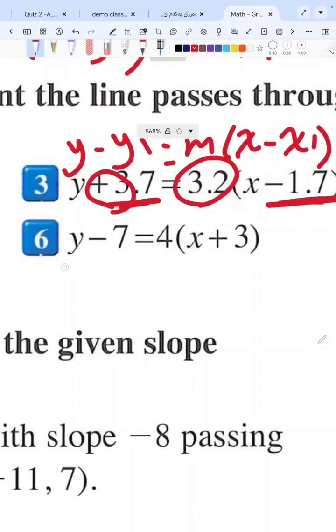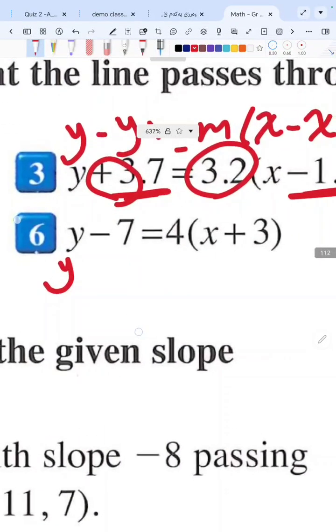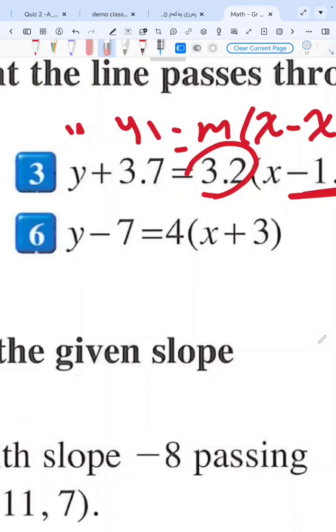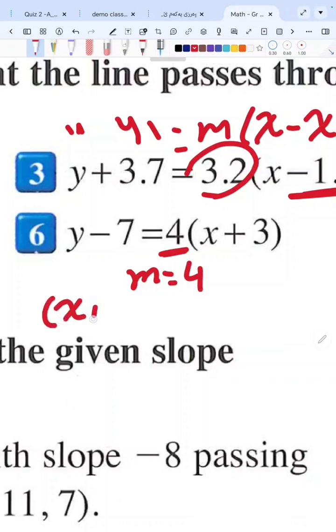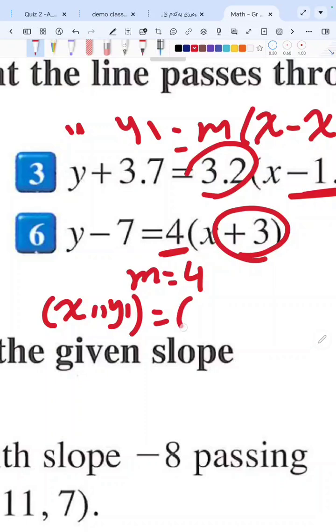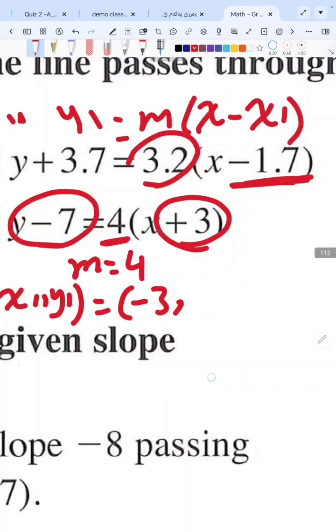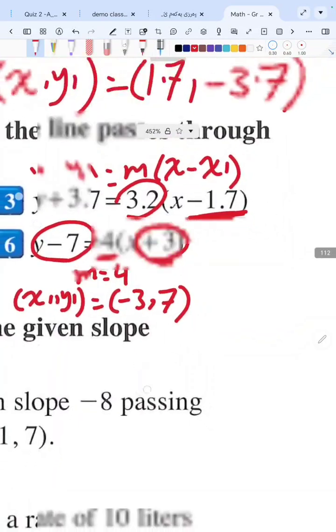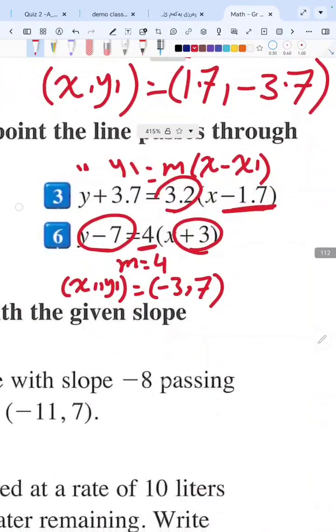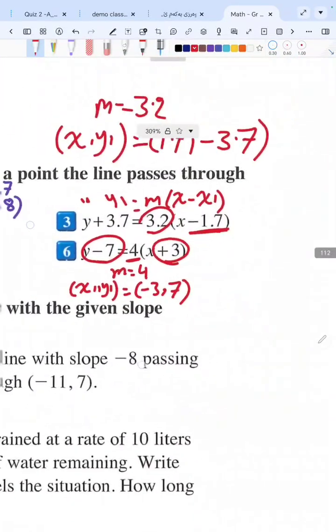Question 6. We have y minus 7, without writing the rule. Let's see. Okay, m equals what? m here is equal to 4. What about x1, y1? x1 equals negative 3. y1 equals what? Positive 7. Okay, so this note is very important: write the point with the opposite sign.